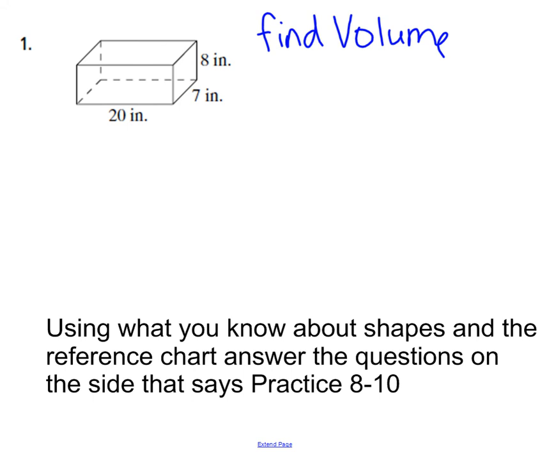So volume. We start with the formula. If you look on your chart, it does not say base times height, it says big B times the height. And we need to remember, just like surface area, big B still stands for, what about the base? Area of the base.